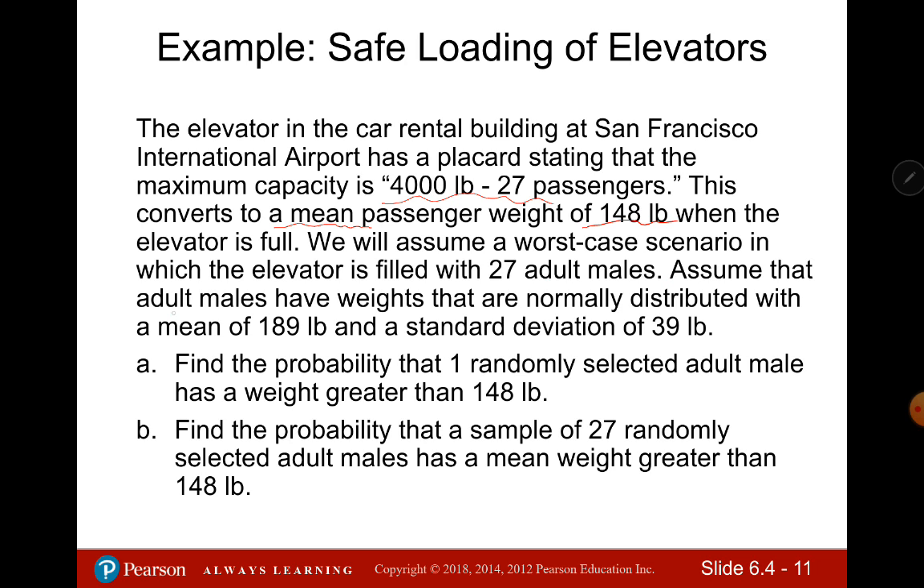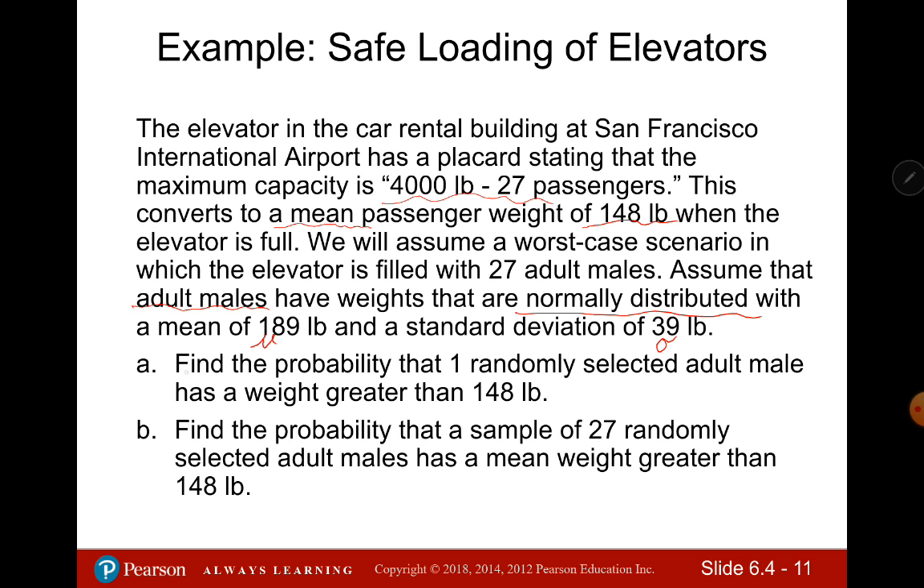So the adult males have weights that are normally distributed. Very good. We have this word. We know the weights of adult males are normally distributed, and with the mean, so here we can write this. Mean is 189 and the standard deviation, so we have this one. This is for the weights of adult males. So this is our mu and this is our sigma. That's the basic information from the question.